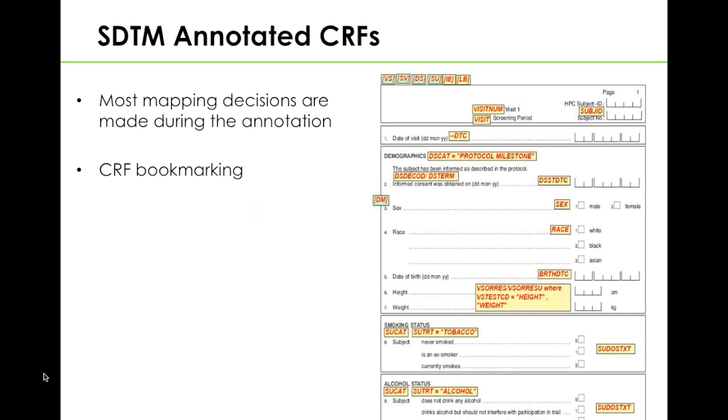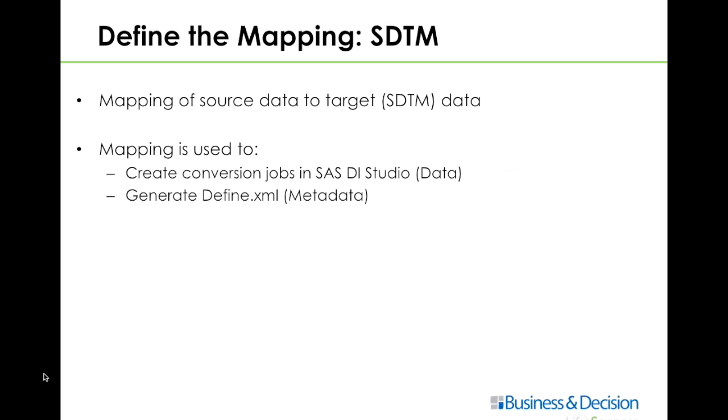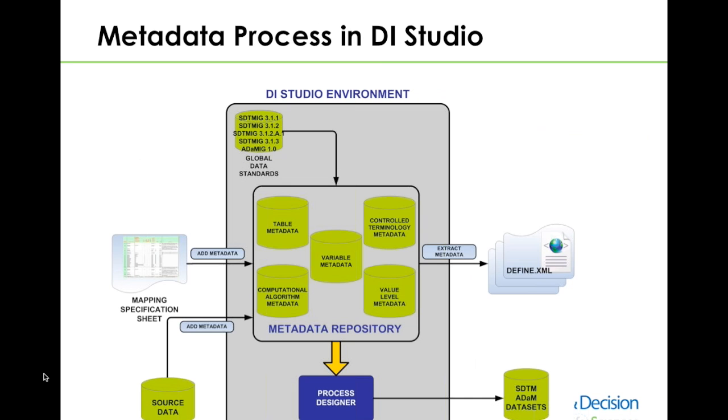So the first thing to do is to create your SDTM annotated CRFs, as most of your maps are made when you start to annotate a CRF. This is really where you're going to decide which SDTM datasets you will need to create. You will then need to define a mapping. This is what we do here. So we map in a big Excel file source data to target SDTM data. And this mapping is used to create the conversion jobs in CDISC Studio, which is what we use to program, and it's used to generate the define.xml, so your metadata.